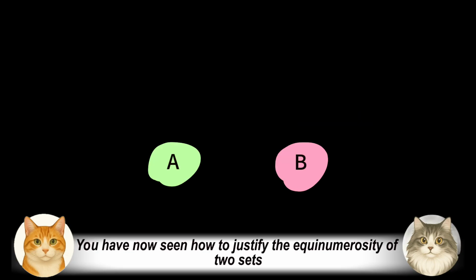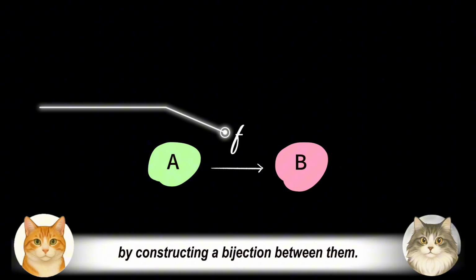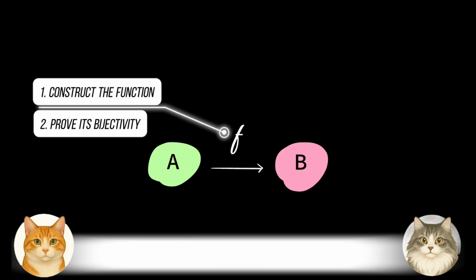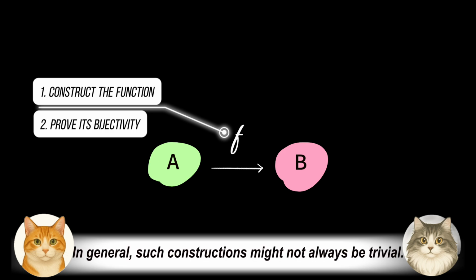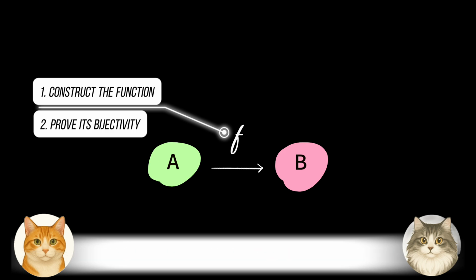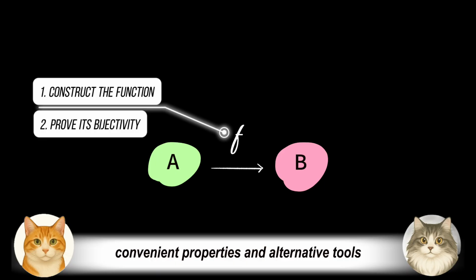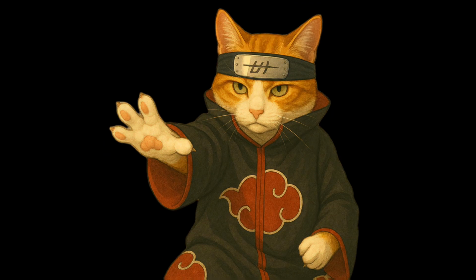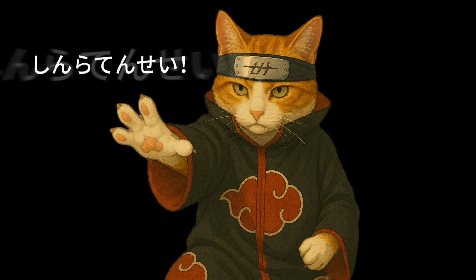You have now seen how to justify the equinumerosity of two sets by constructing a bijection between them. In general, such constructions might not always be trivial. We will explain in the next few sections convenient properties and alternative tools to facilitate such comparisons.